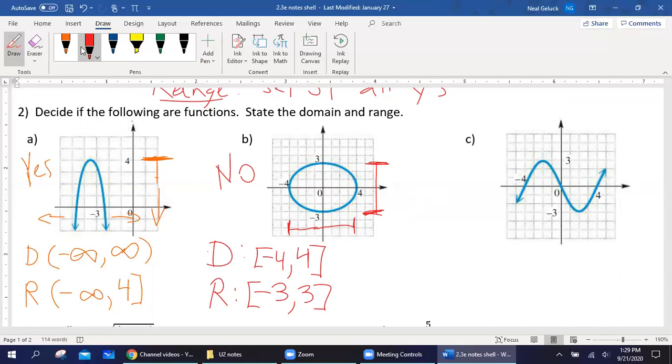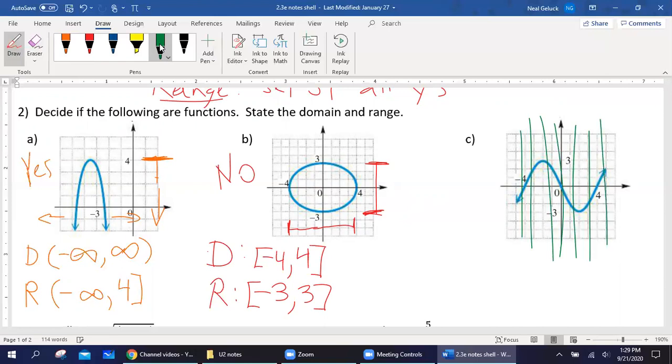For letter C, this is technically a graph of a cubic, which we'll get more into a little later on. First thing is it a function? Any vertical line would only hit it once, so yes, it's a function.